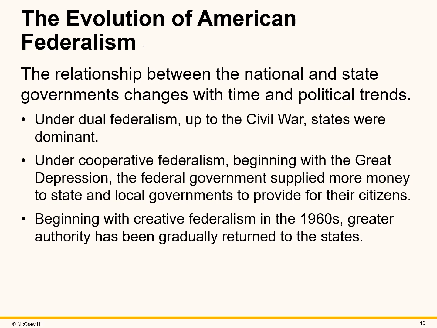The evolution of American federalism. The relationship between the national and state governments changes with time and political trends. Under dual federalism, up to the Civil War, states were dominant. Under cooperative federalism, beginning with the Great Depression, the federal government supplied more money to states and local governments to provide for citizens. Beginning with creative federalism in the 1960s, greater authority has gradually been returned to the states.